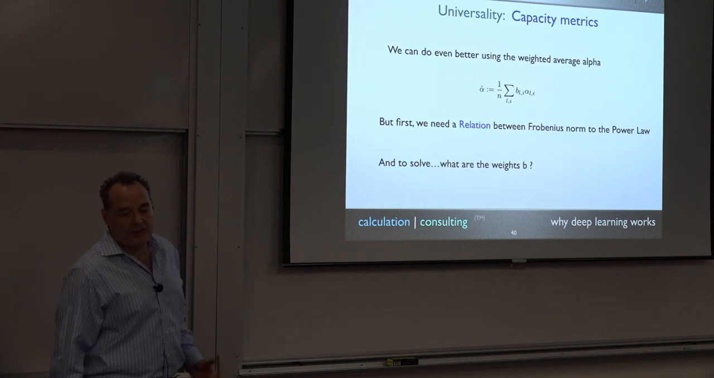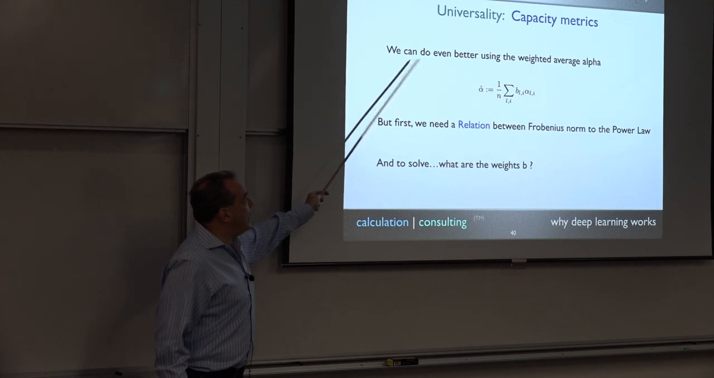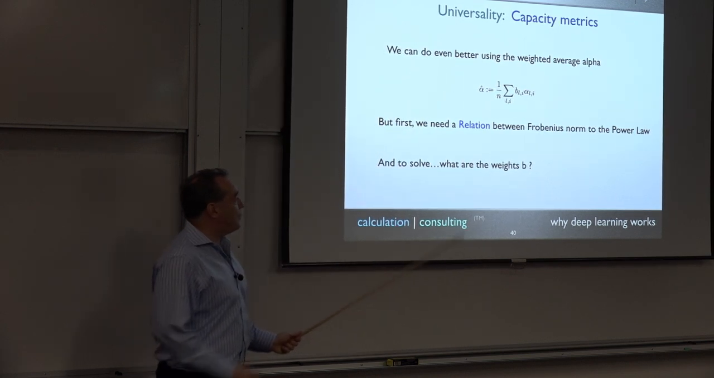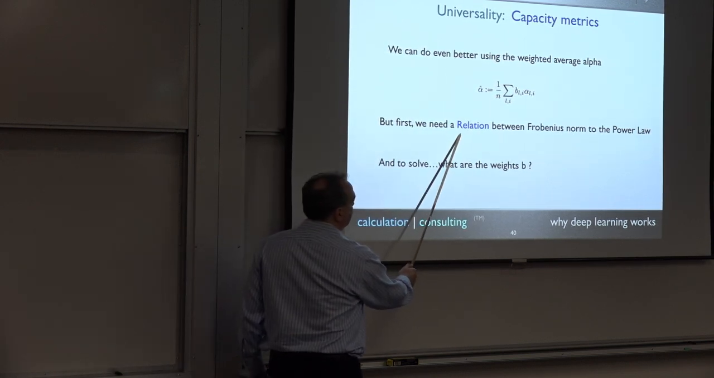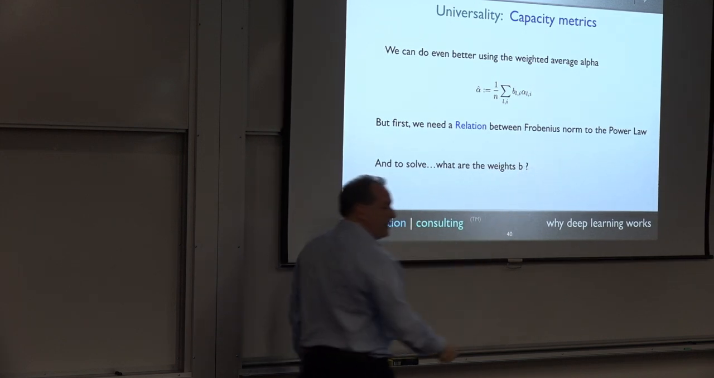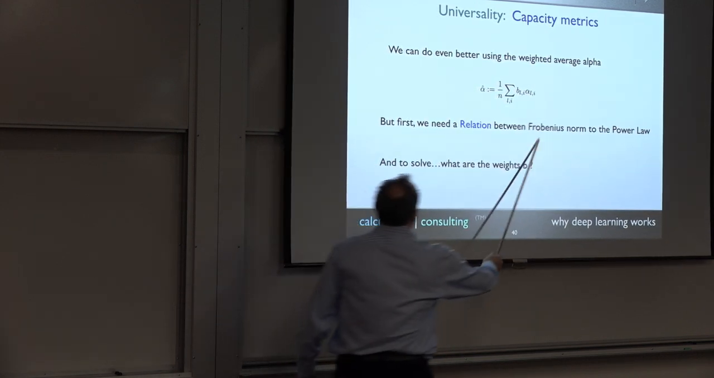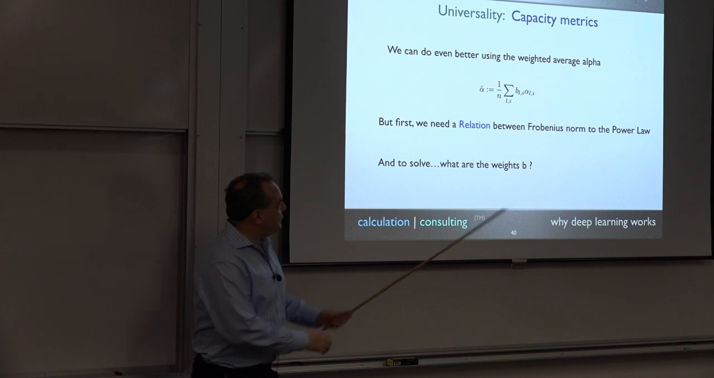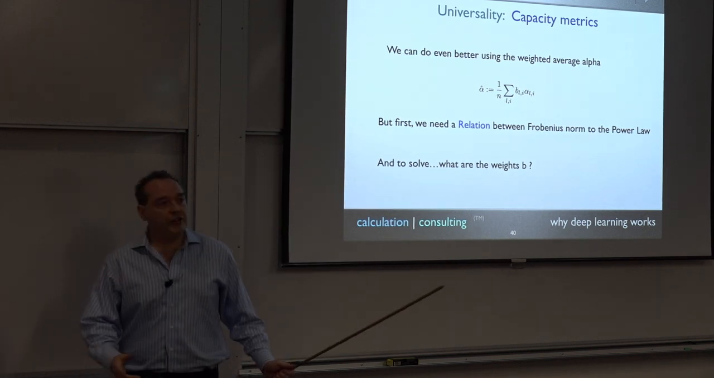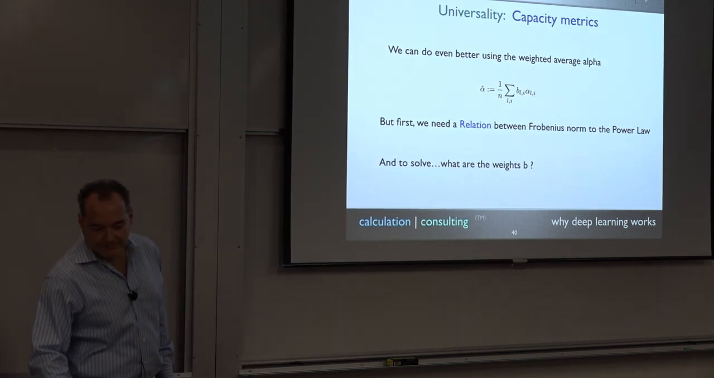What does this have to do with the weighted average? In fact, I claim we can even do better if we do weighted average alpha. But first, we need to relate the Frobenius norm, which is what machine learning people are familiar with, to the power law exponent. And then we have to figure out what the weights are. So now I'm going to show you how to do that.